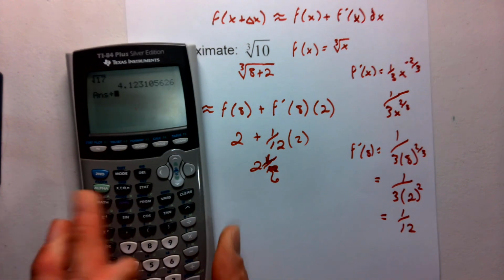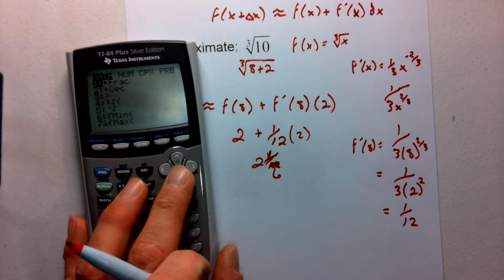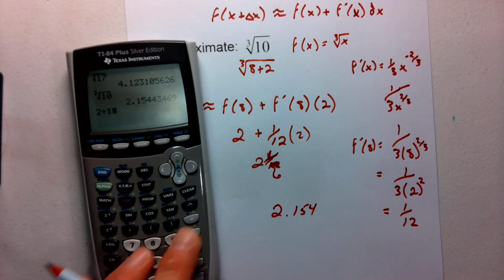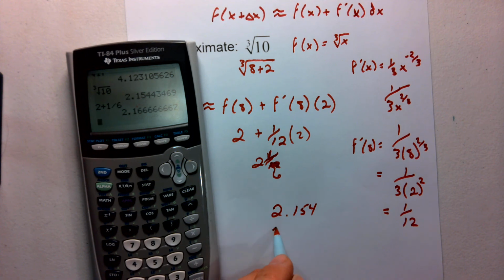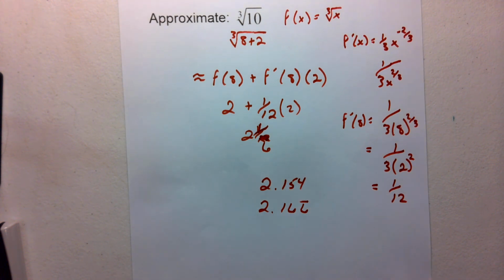So how close is that to our actual value? If I do the cube root of our 10, I forgot what our number was there, it gave us 2.154. If we take 2 and 1/6, that gives us 2.16 repeating. So pretty close, pretty accurate. So that's where our locally linear is going to work, being able to approximate a square root or a cube root or some value that we know something of.